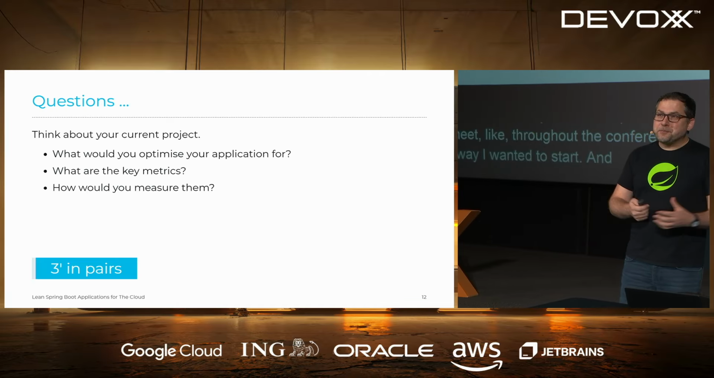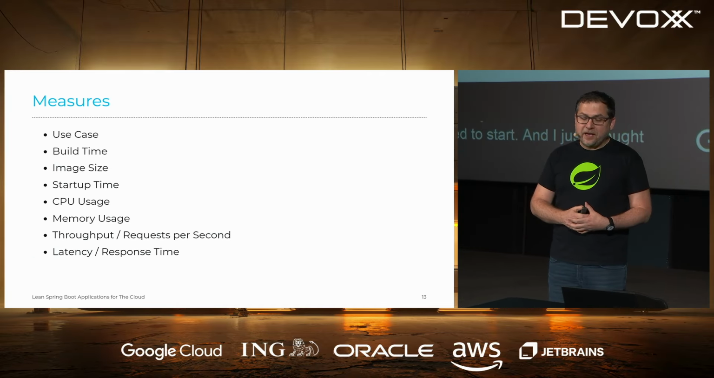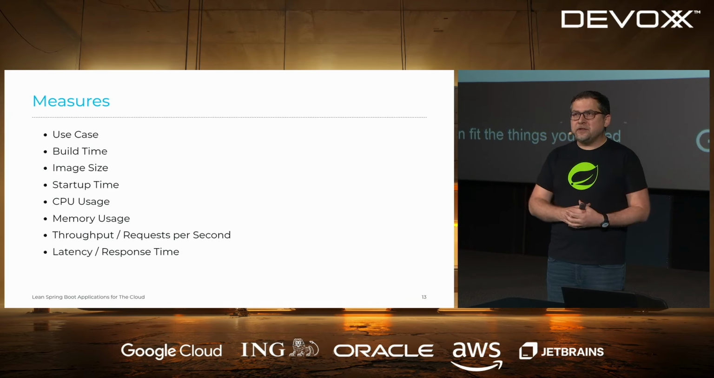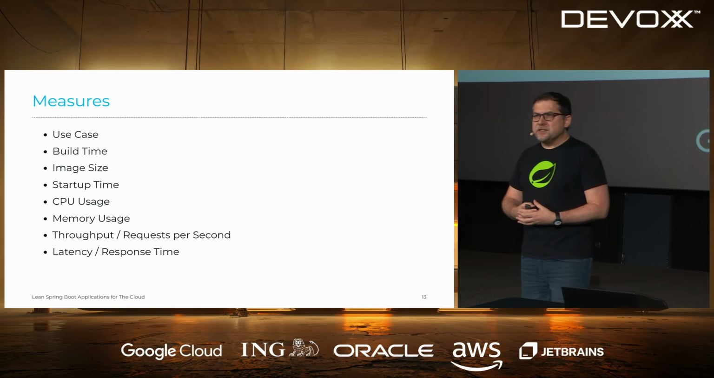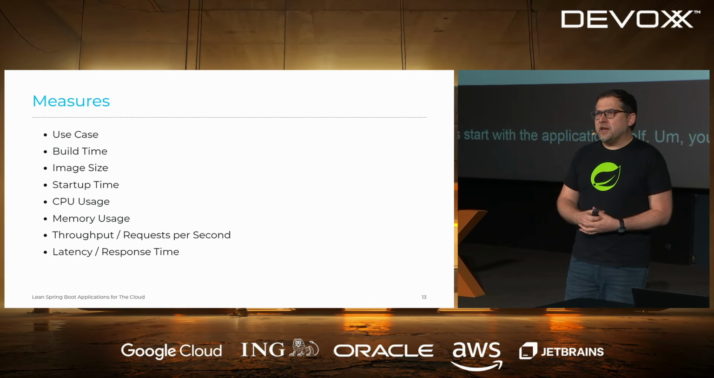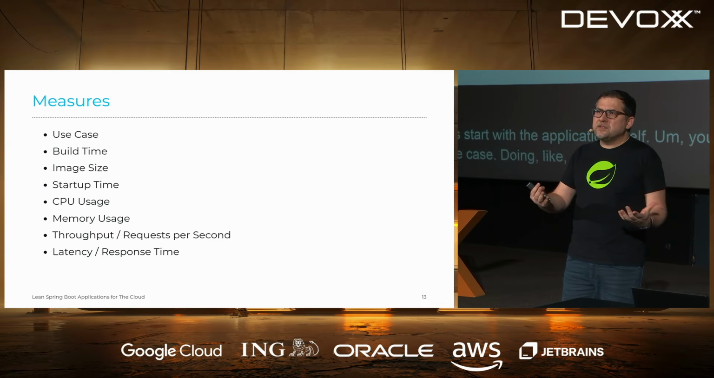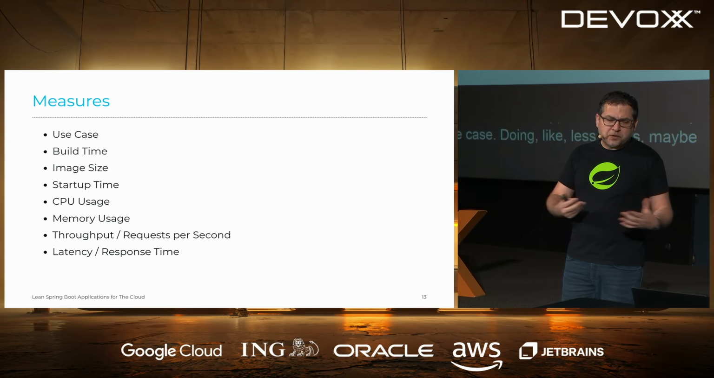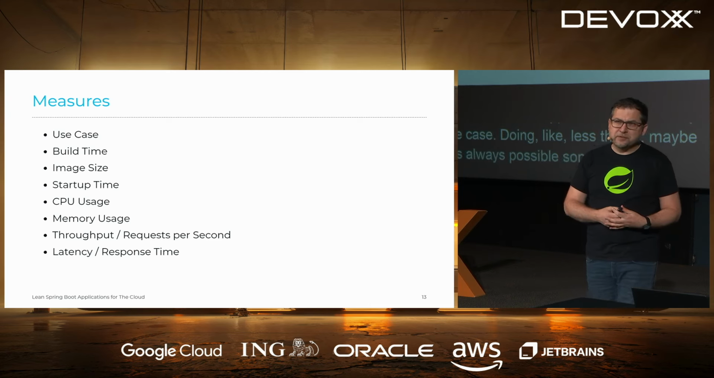And I just brought some ideas with me, and I'm pretty sure you can fit the things you talked about in those categories. Of course, let's start with the application itself. You can optimize your use case: doing less things, maybe doing the right things the right way. It's always possible somehow to optimize your application.